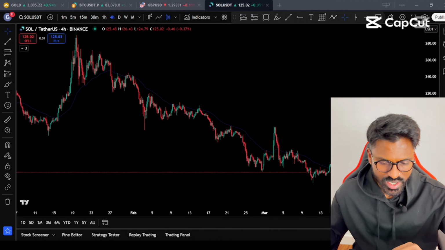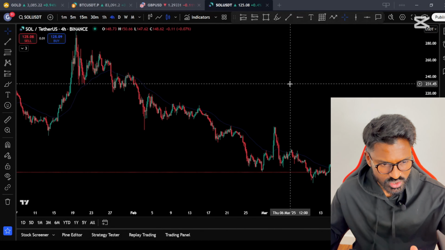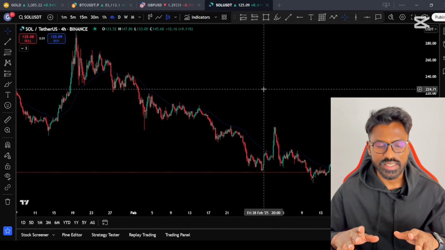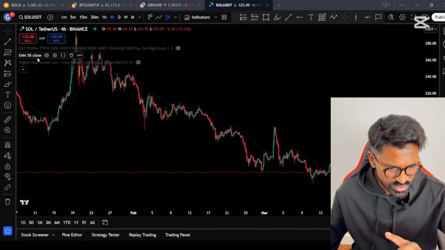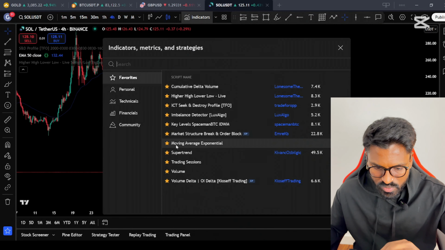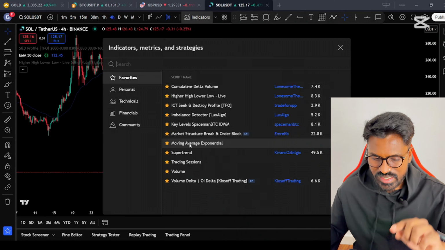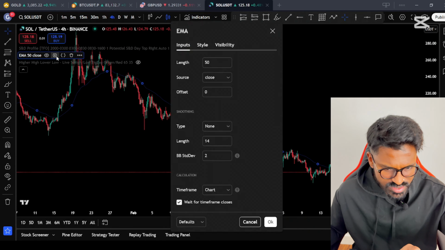Okay, traders, so this is the 4-hour chart based on Solana. This is a 100% free indicator for those that want to actually find out which it is. So it's just this one here. Basically it's just moving average exponential. So you guys can just choose this one. And then in terms of the settings, right? So this is my settings.